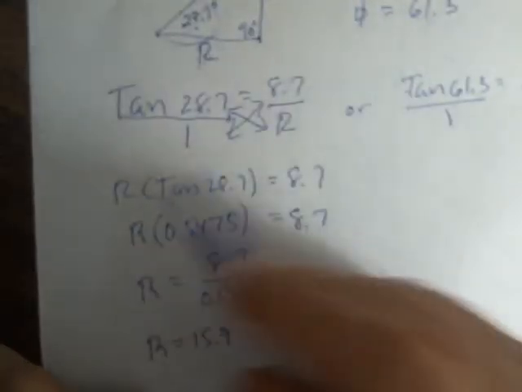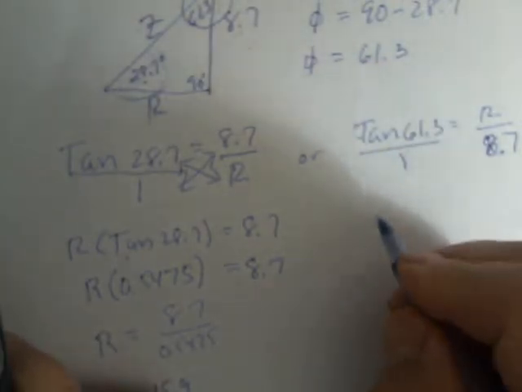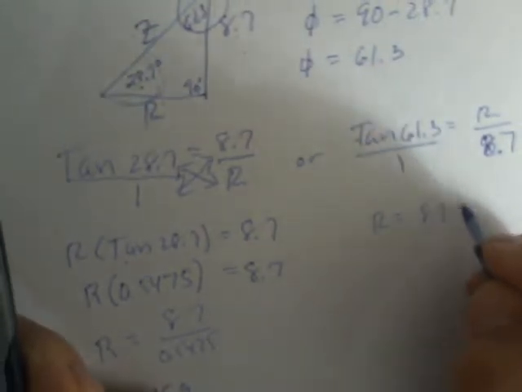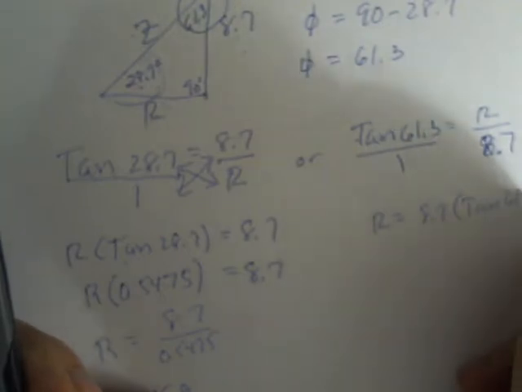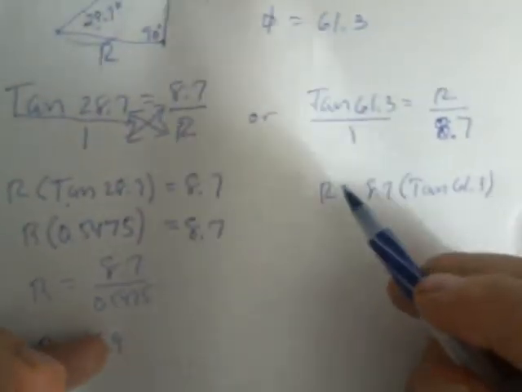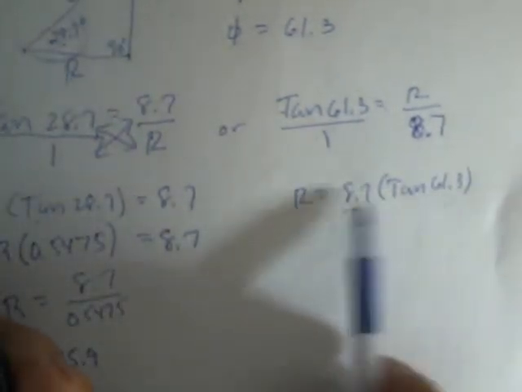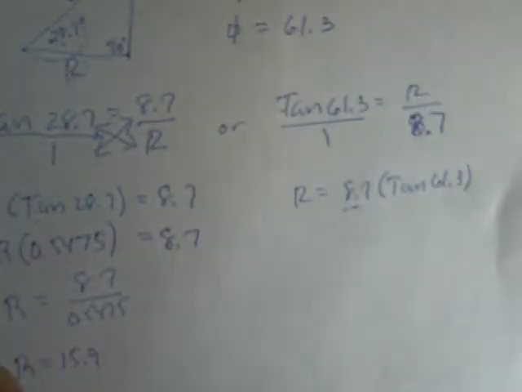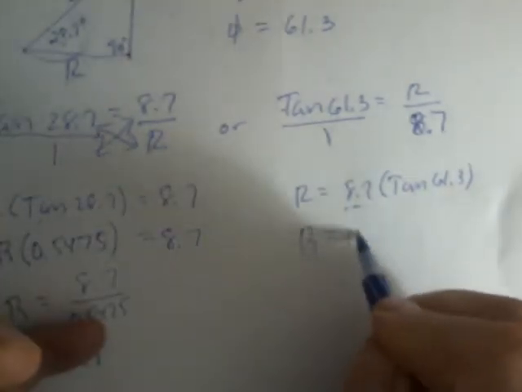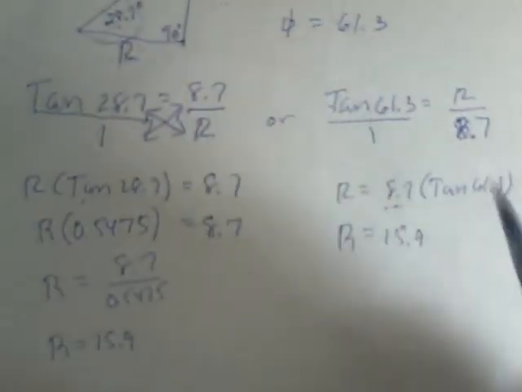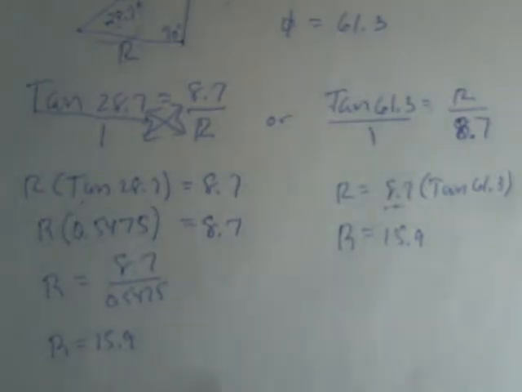Doing it this way, now you can see the extra steps here. Doing it this way, r is 8.7 times the tangent of 61.3. Cross multiply again. So I can just punch this right into my calculator. Right as you see it, depending on the calculator type you have, type it right in. With this calculator, I've got to do things a little backwards here. And again, I get 15.9. So you can see the difference in the number of steps this takes.